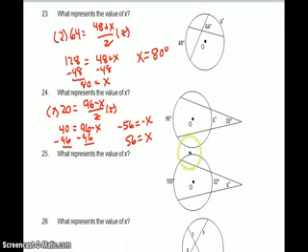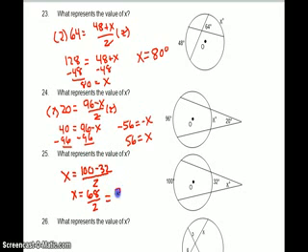25. Same problem. This time with the angle outside, so x equals 100 minus 32 divided by 2, so x equals 68 divided by 2, which equals 34. That's the answer to number 25.